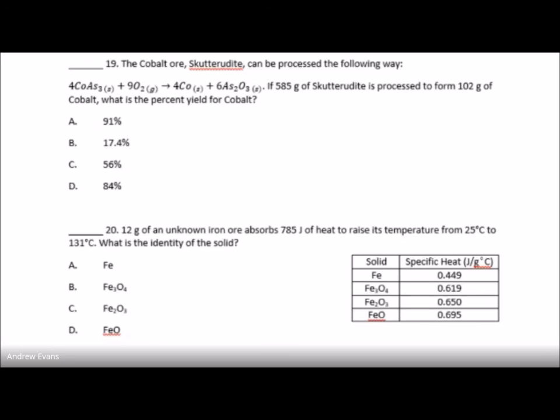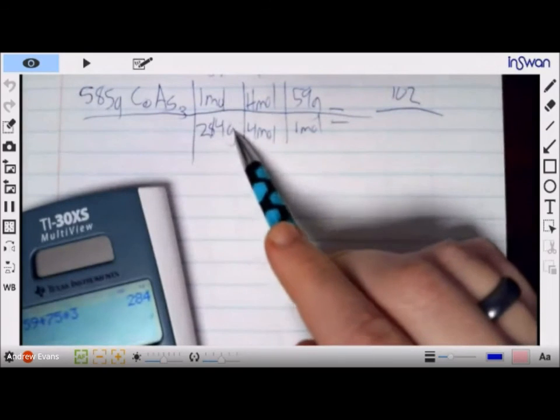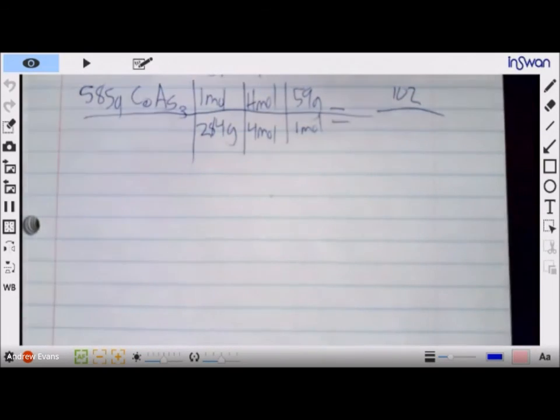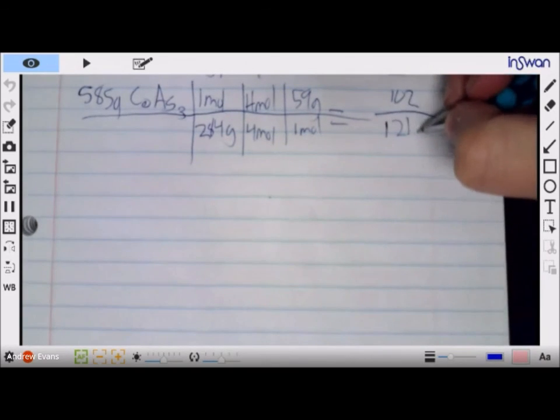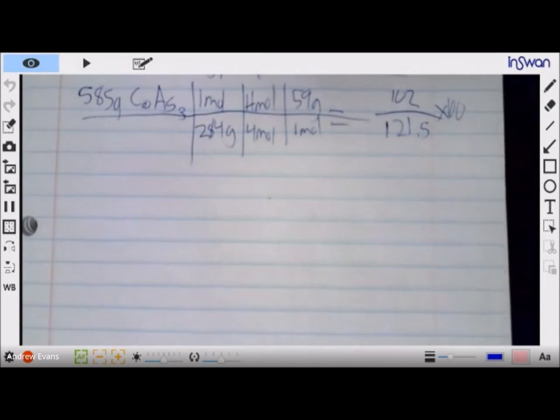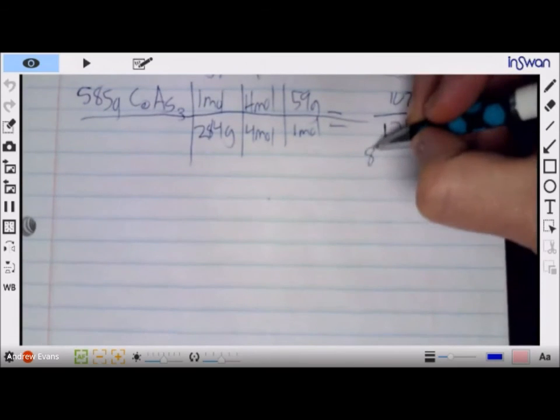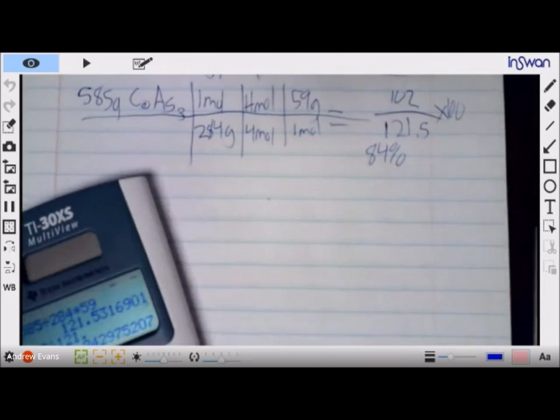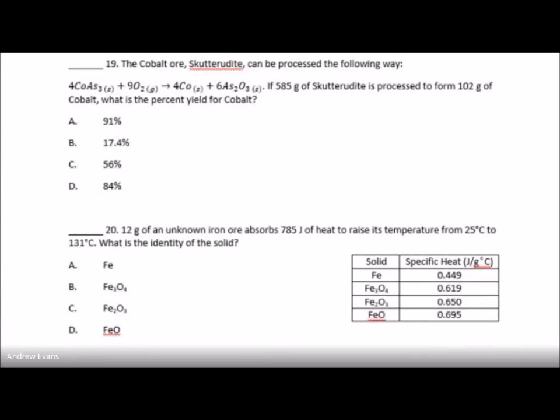So we set this up as follows. 585 divided by 284, you can say times 4 over 4 times 59. So 84 times 59 would be, how much would you get? 121.5. To calculate percent yield, you'll take your actual 102 divided by your calculated 121, and you'd get 84%, or close enough to, which is D.